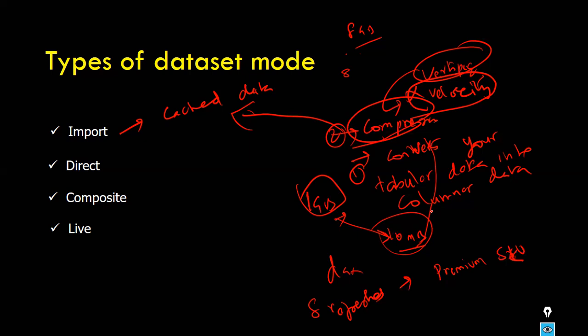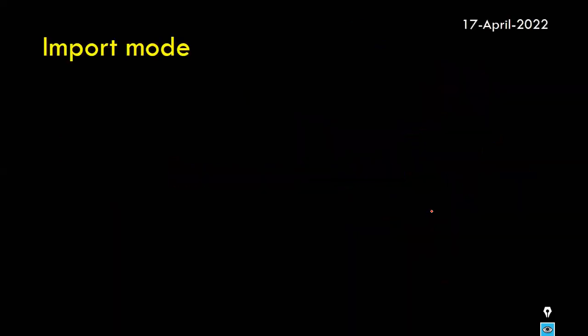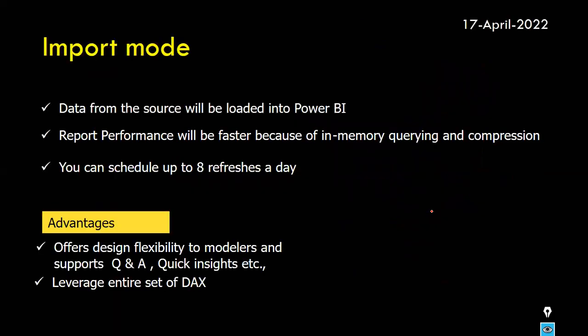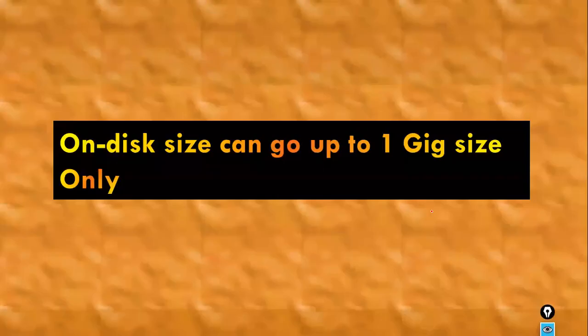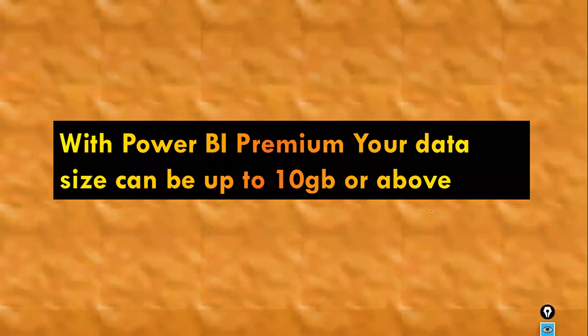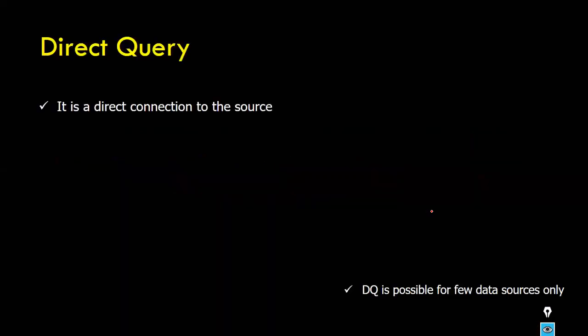The next one is the direct connectivity mode. In the case of direct mode, it is a direct connection to the source database. You remember the sales fact table, I have loaded it. I have used the direct connectivity mode.